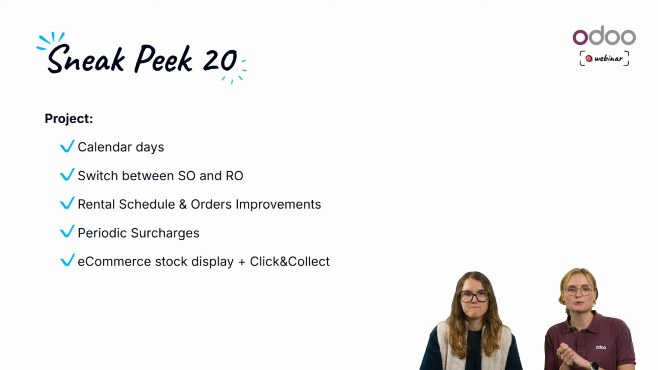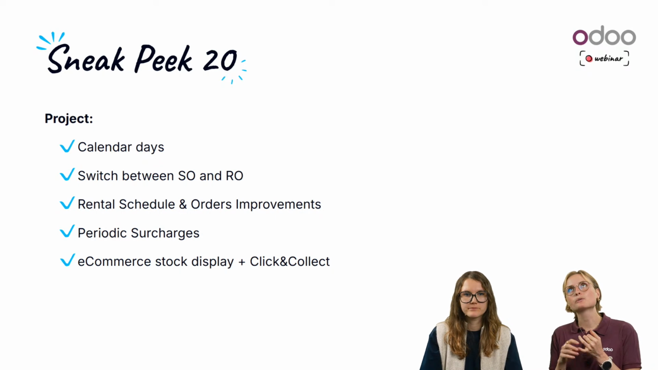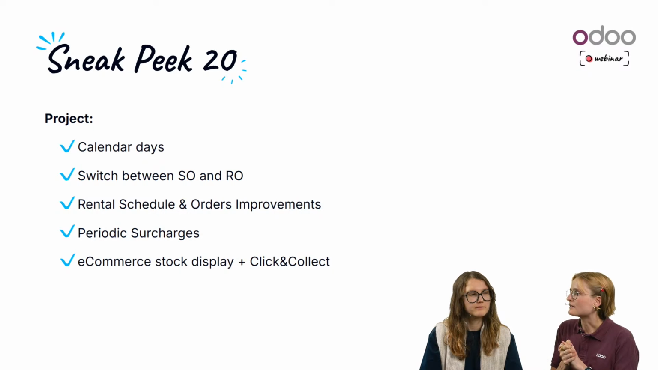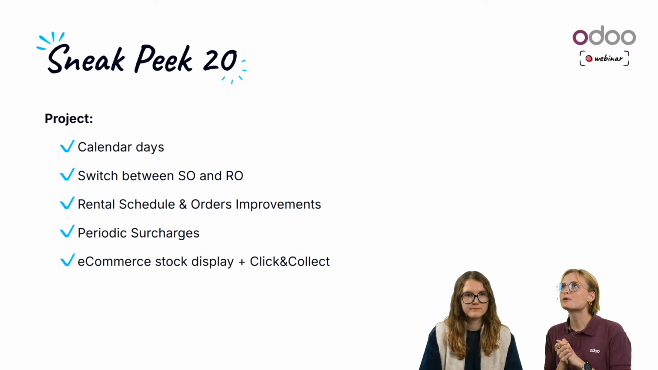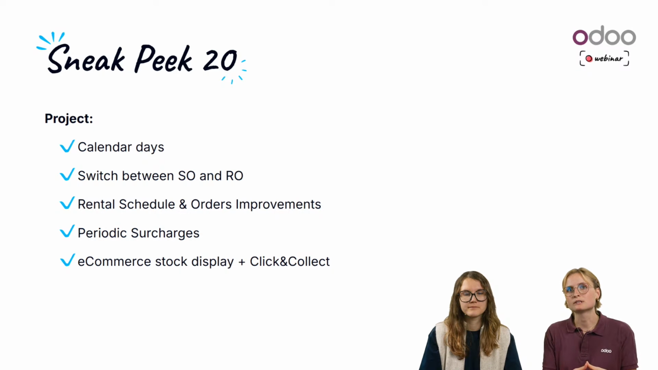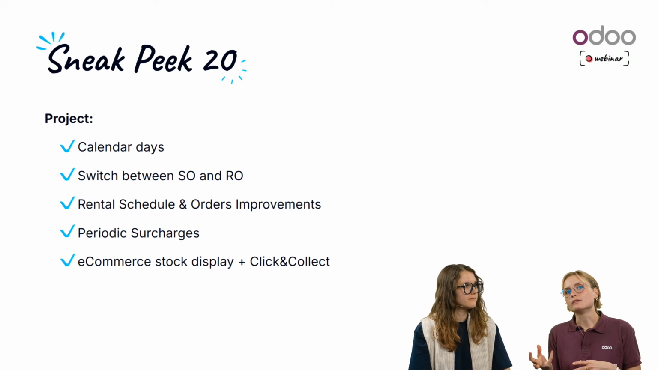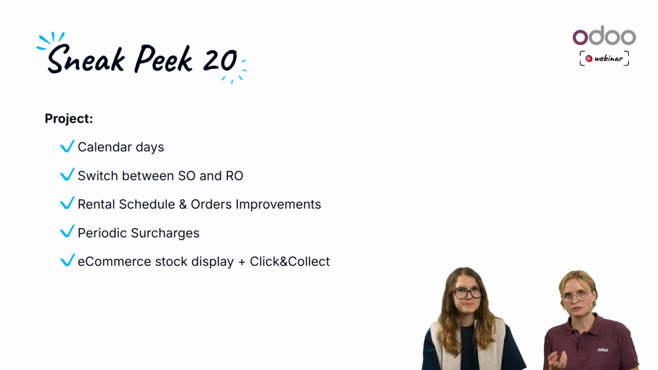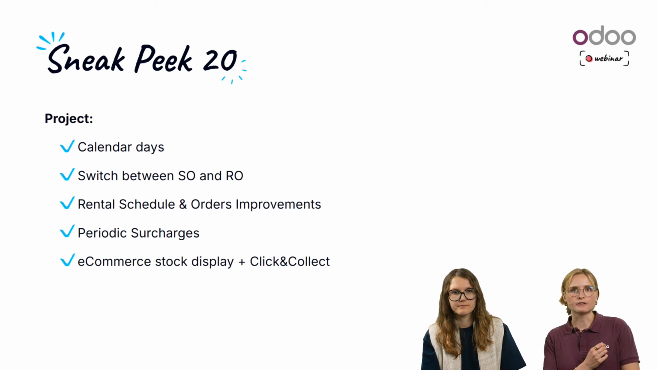So for the sneak peek of version 20, we have here the calendar days. This means that you will be able to have, let me explain it correctly. So for the pickup and the return hours, so far they're not blocking, but here you will be able to select some days on which your shop is closed, and the customer cannot select those days and those hours on the front end on the website.